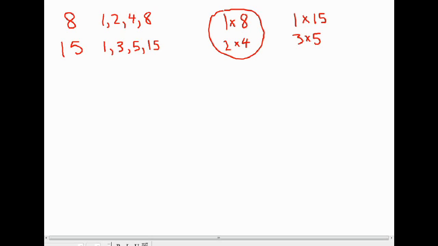So if we look at these two lists here, there's actually only one common factor, and the only common factor we have here is 1. So the greatest common factor of these two values here is 1.